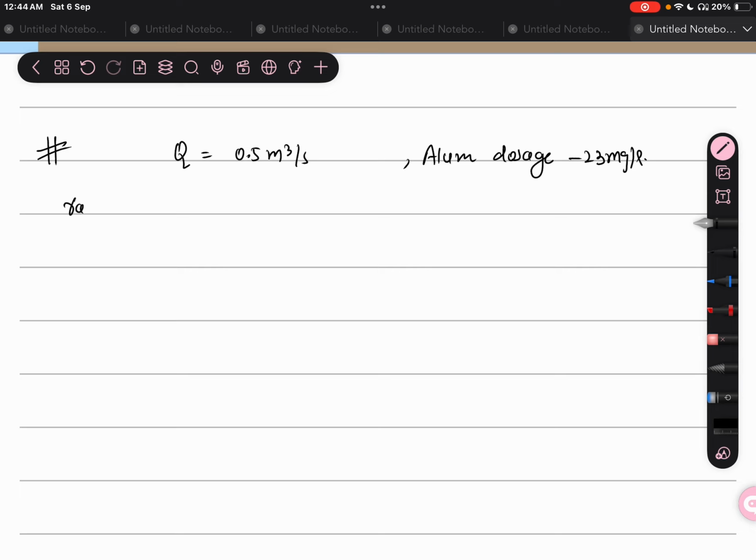So if I have a raw water, it has a suspended solid concentration of, let's say, 37 milligrams per liter, and the effluent, meaning after the treatment, the water which is coming out, that's called effluent, and it has a suspended solid concentration of 12 milligrams per liter.